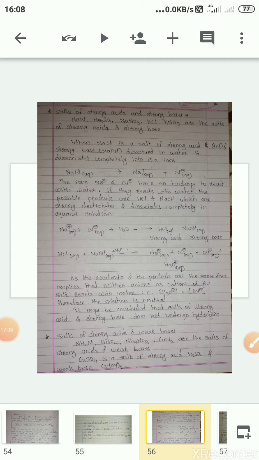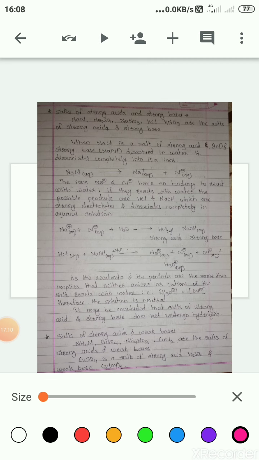We have seen examples of salts of strong acid and strong base: NaCl, sodium chloride, Na2SO4, sodium sulfate, NaNO3, sodium nitrate, KCl, potassium chloride, KNO3, potassium nitrate are the salts of strong acid and strong bases.